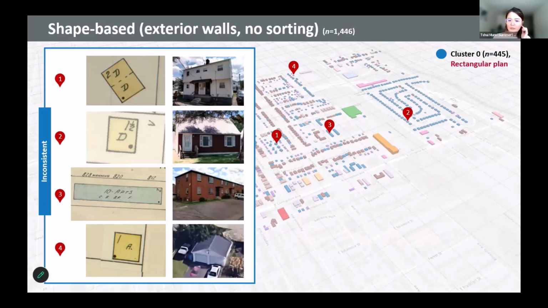And then the second example is from cluster 0. In this cluster, most of the buildings are characterized by a simple rectangular plan. But as we look closer at the building footprints, they are all made up of different types of buildings. The first and second examples are dwellings. The third example is an apartment. And the fourth one is an automobile garage. And they all look so different that we cannot summarize them in one or two templates for 3D modeling. So this tells us that it is important for us to sort them according to their semantic attributes before we start doing clustering.